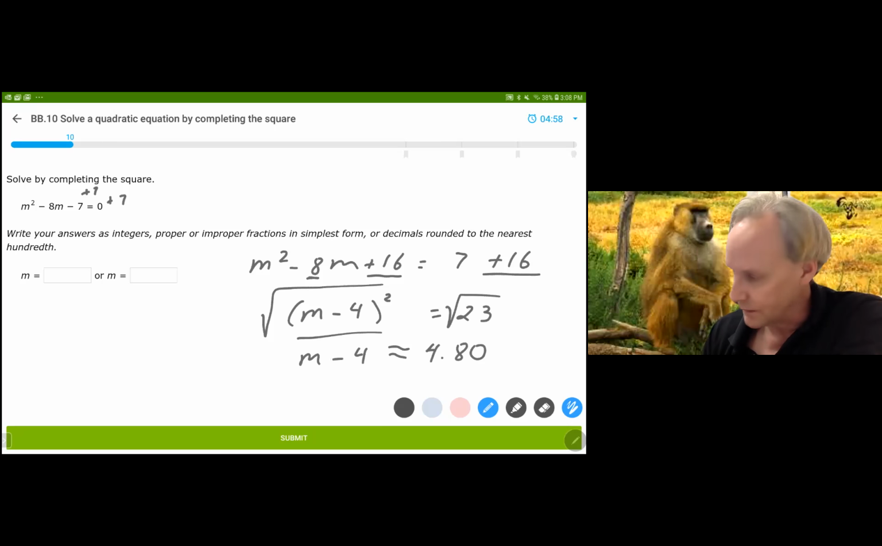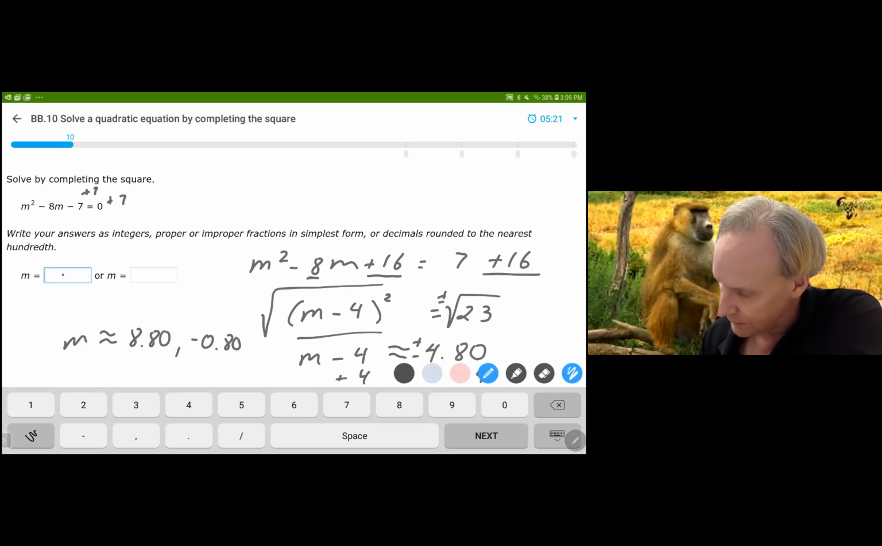And we're going to add, it's plus or minus. Sorry, guys, I keep messing this up. I may have to start over again. Add 4 to both sides, and we end up with m is approximately 8.80. And the other answer is going to be approximately negative 0.80.